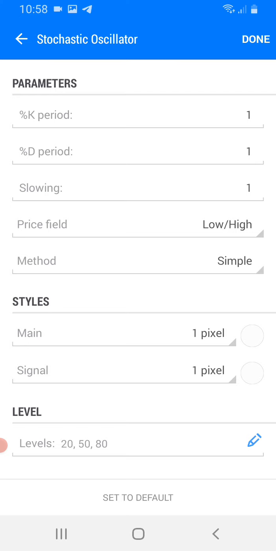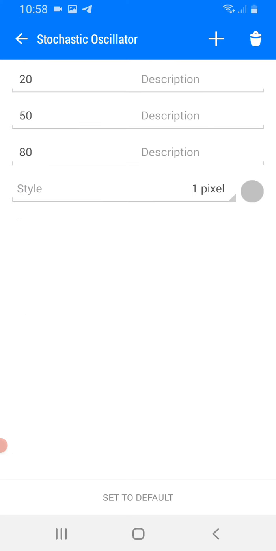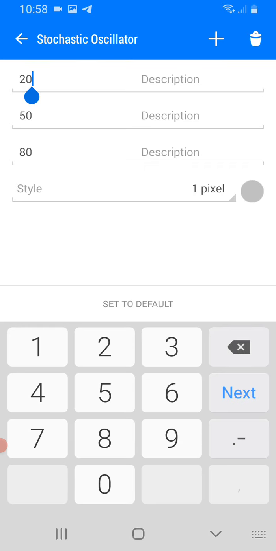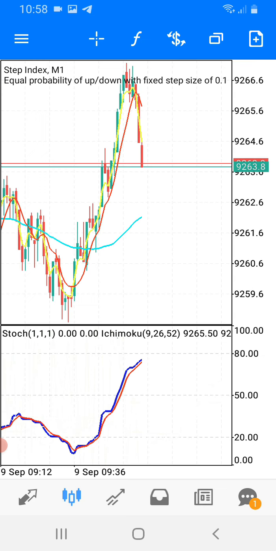To add the levels, simply click on this edit button. You add the levels, input the figure. For the first one 20, second one 50, and the third 80. The 20 is the overbought level, while the 80 is the oversold level. Then guys, you go back and click done.